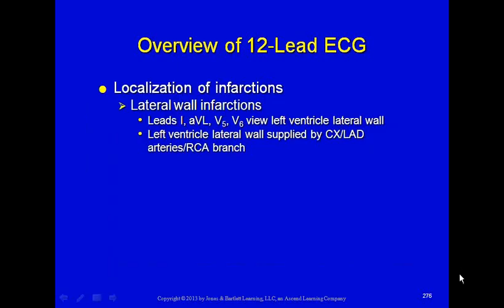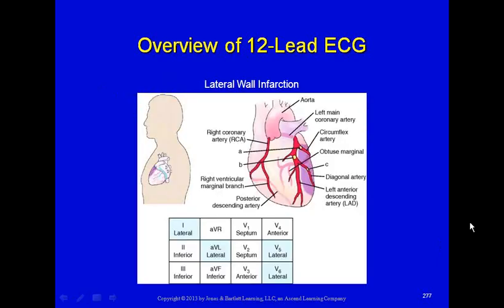Okay. Lateral wall infarcts, leads 1, AVL, V5, and V6. They look at that lateral wall of the left ventricle, which is supplied mostly by the circumflex, but a little bit of the LAD reaches around there, and the right coronary artery marginal branch that reaches clear around the back side, the posterior side of the heart, touches a little bit of the left lateral ventricular wall as well.